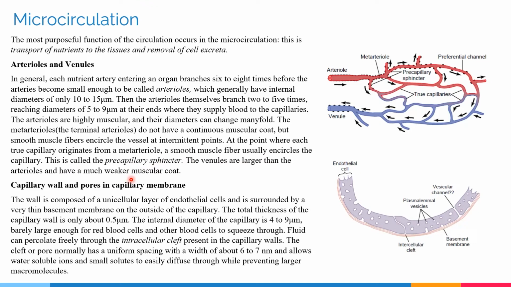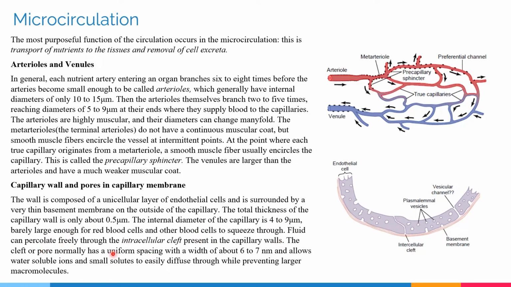Next, we move on to the capillaries. The capillary wall is composed of a unicellular layer of endothelial cells and is surrounded by a very thin basement membrane on the outside of the capillary. So here we have the basement membrane and these are the endothelial cells. This is an entire cell, which are divided by the intercellular cleft between them. The total thickness of the capillary wall is only about 0.5 micrometer. The internal diameter of the capillary is 4 to 9 micrometers, barely large enough for a red blood cell and other blood cells to squeeze through.